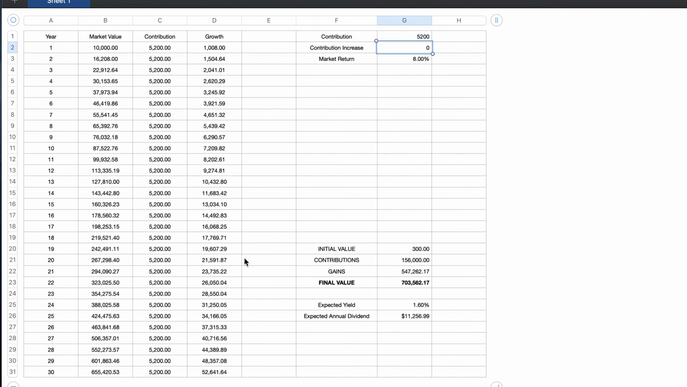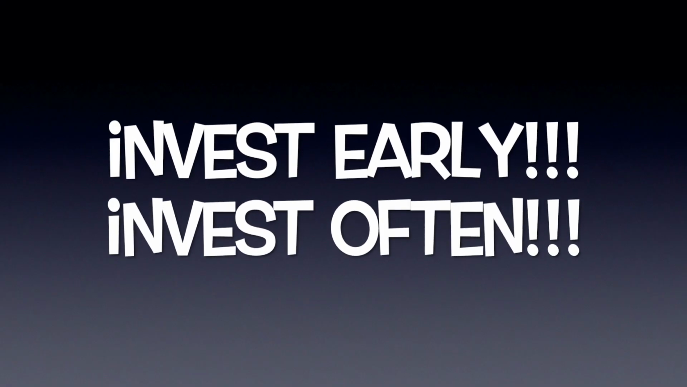Another thing to note here is you can see a lot of these big gains actually come down later in time. So the longer your timeline, the higher the chances that you're going to build your money up. One of these distant years is going to have a really good return and you're going to make a boatload of money in 1 year or a few years. So start investing early and invest often.